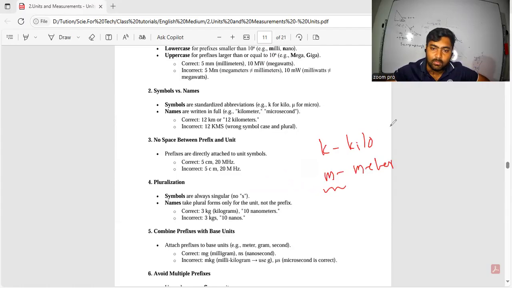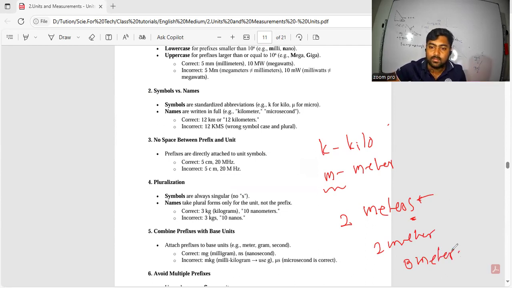If you want to pluralize this one, don't write meters. We don't use this kind of S in here. If we want to pluralize this, just write 2 meter. Then 3 meter likewise. Don't put S at the end of this word. It's the second thing.